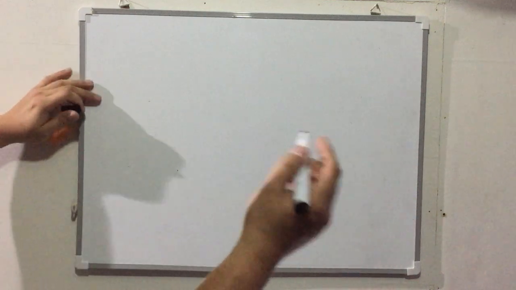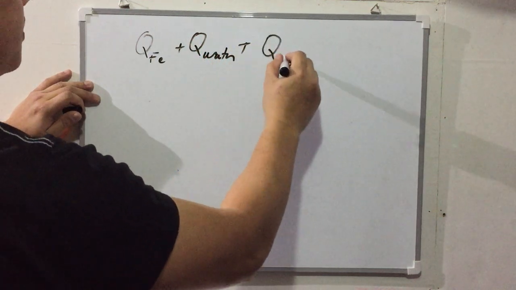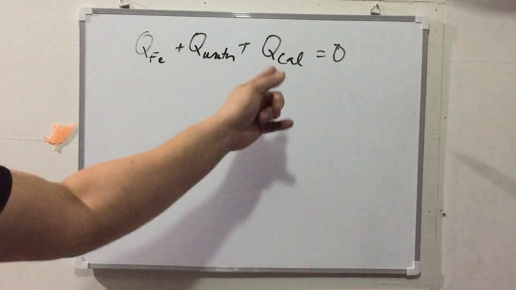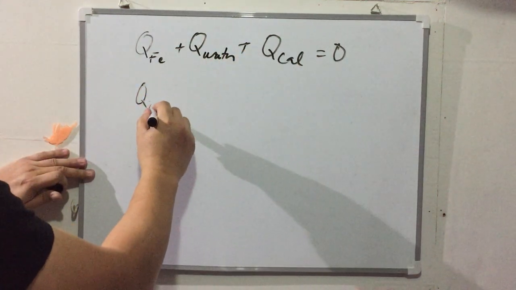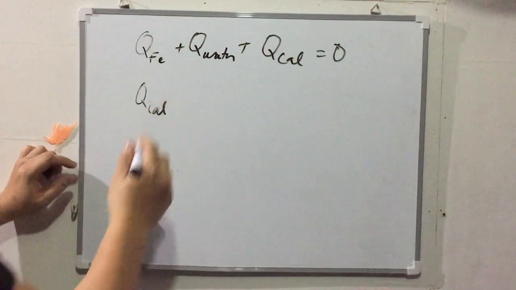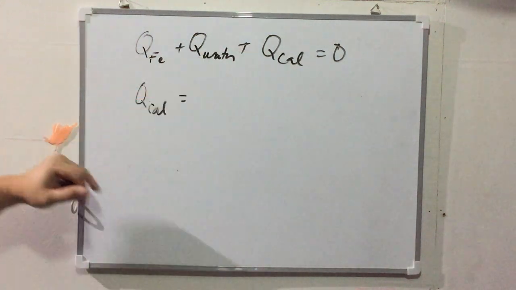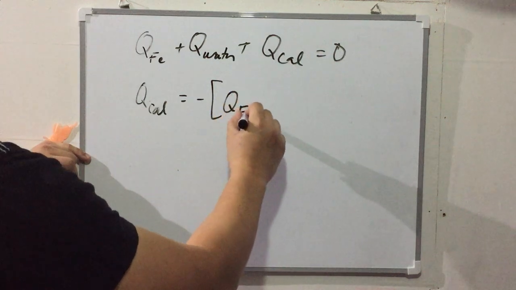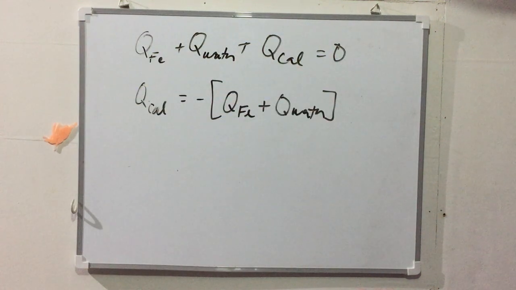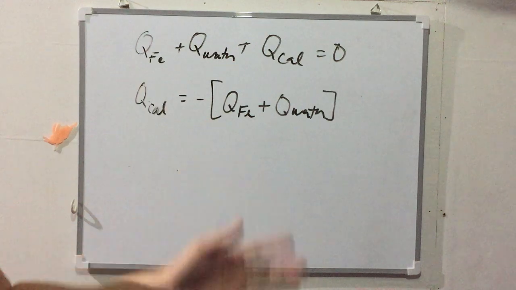Again, I'm just going to write the energy conservation equation. We have Q ingot plus Q water plus Q calorimeter is equal to zero. Now, since we're trying to find the heat capacity of the calorimeter, I'm just going to isolate Q cal over here, and put the terms for water and iron on the other side. So we have Q iron plus Q water, with a negative sign because of the conservation. Alright. Okay, so we now have our backbone for solving the problem.